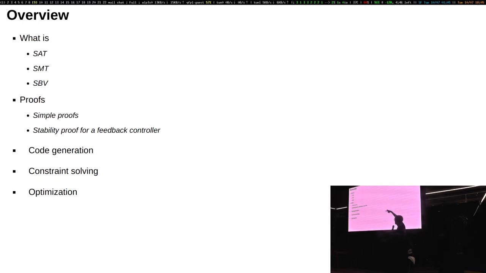Then I'm going to show you some things you can prove using an SMT solver. I'm going to do some simple examples, and then I want to do an extended example, which is motivated by something I'm thinking a lot about at work, which is I want to do a stability proof for a feedback controller for a physical system. And after that, briefly touch on a few other things you can do with SMT solvers, and specifically with SBV. Ready?